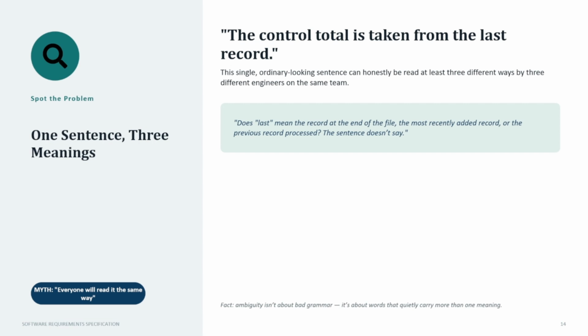Now, one sentence, three meanings. The sentence: the control total is taken from the last record. This single ordinary looking sentence can honestly be read at least three different ways by three different people. Does last mean the record at the end of the file, the most recently added record, or the previous record processed? The sentence doesn't say. Last can be yesterday's also, or most recent. So it should be documented properly. This kind of sentence should not be there. It's very bad. Ambiguity isn't about grammar, it's about a sentence quietly carrying more than one meaning.